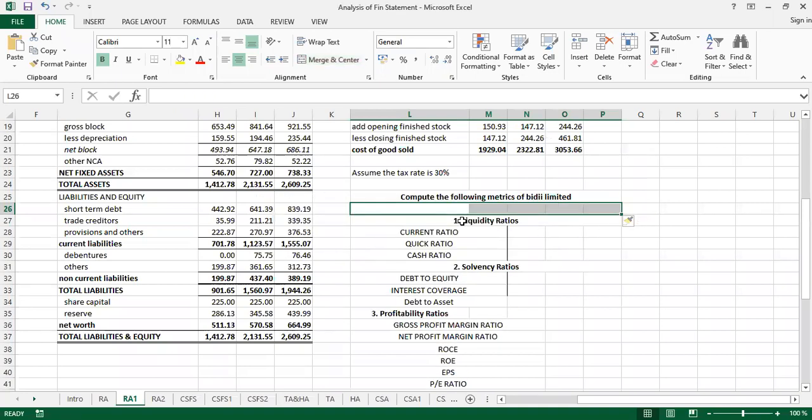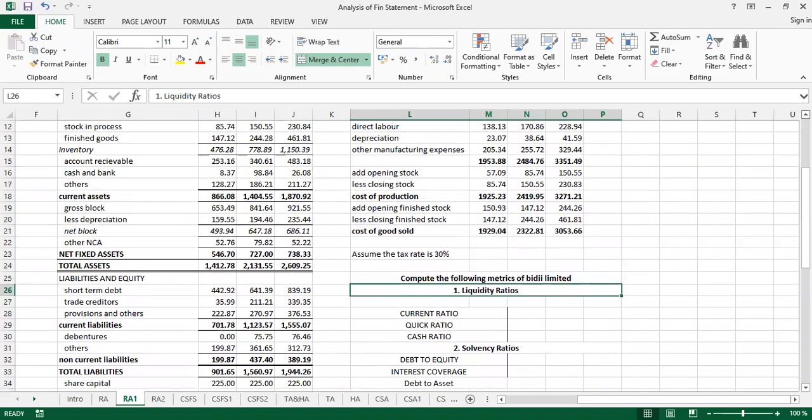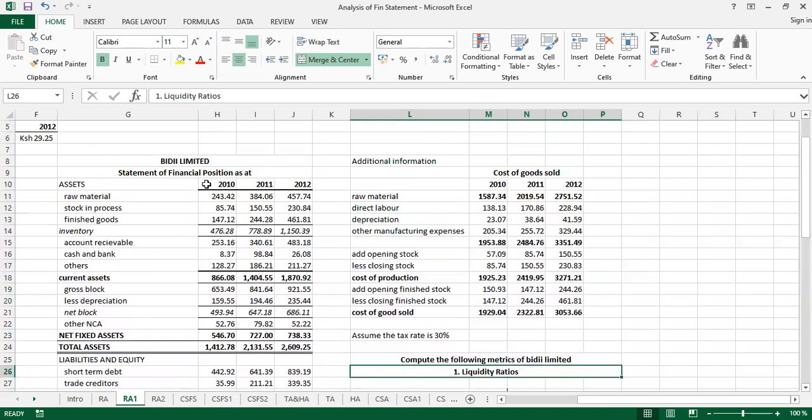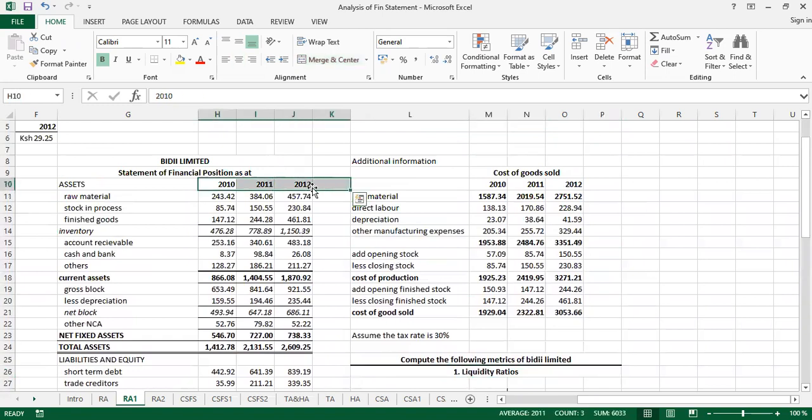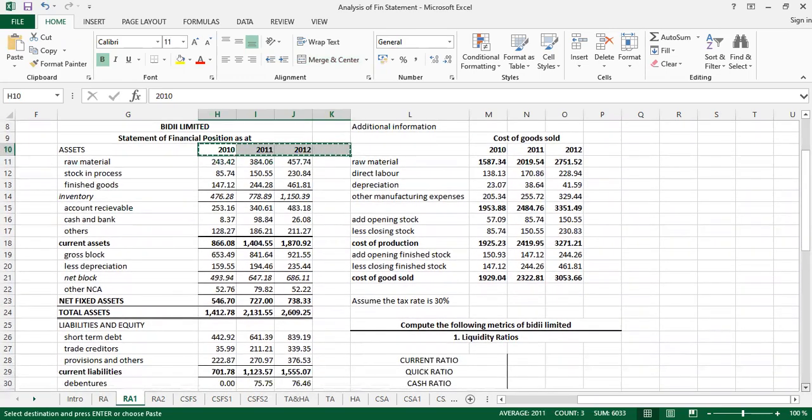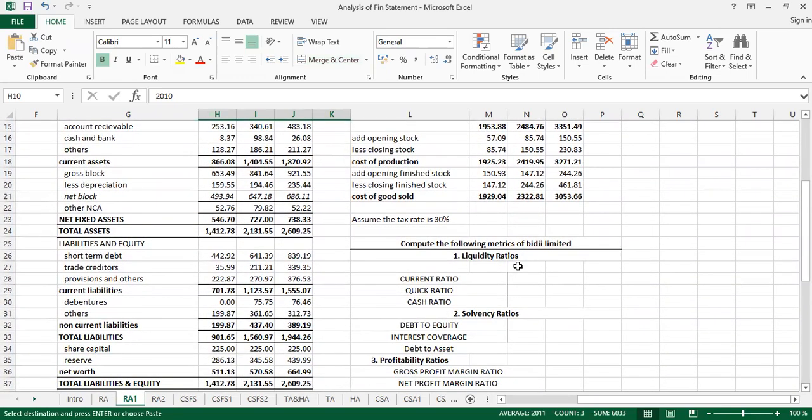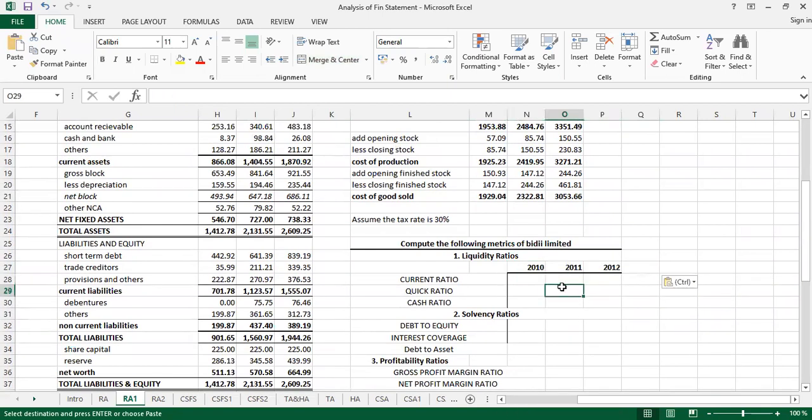So I'll take this one here. I'll do Control X, then I do Control V. Then I'll input in the years. I'll just take the years from the statement of financial position this way. Control C. I've pasted, but there's nothing from there. Then I'll come here. I do Control V, isn't it?